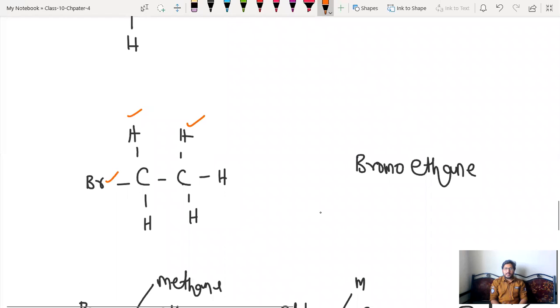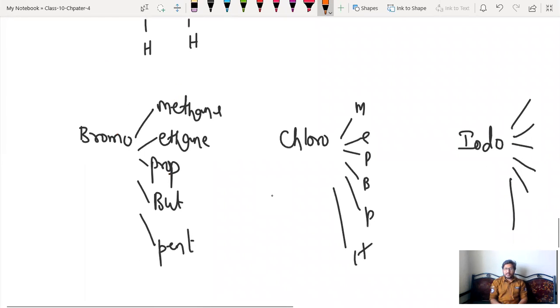So bromine, if you keep it, it becomes bromo. How many carbons? Meth, eth, like that. So like that we'll get bromomethane, bromoethane, bromopropane, bromobutane, bromopentane, bromohexane, etc. From chloromethane, chloroethane, chloropropane, chlorobutane, chloropentane, chlorohexane, etc. From iodo also we'll get iodomethane, iodoethane, iodopropane, iodobutane, iodopentane, iodohexane. Like that we can draw, we can name, we can write formulas.